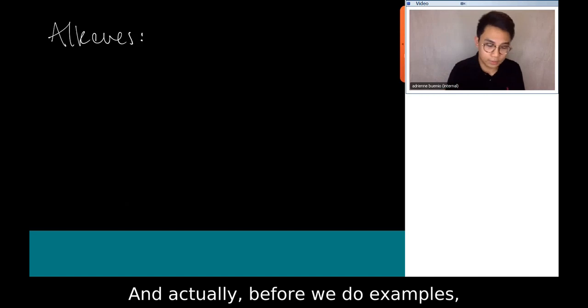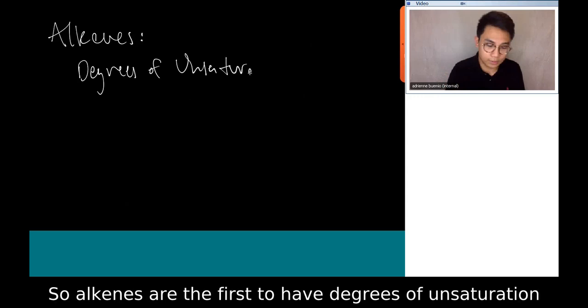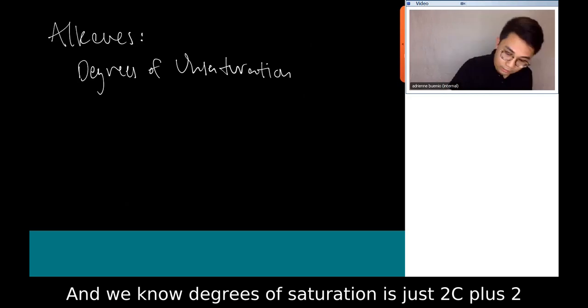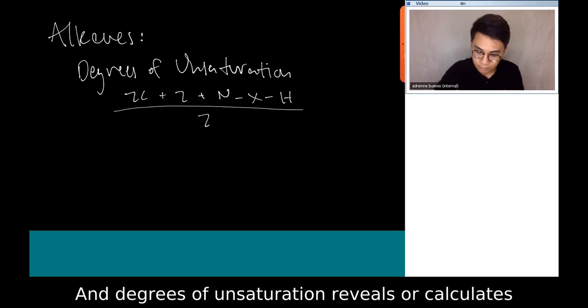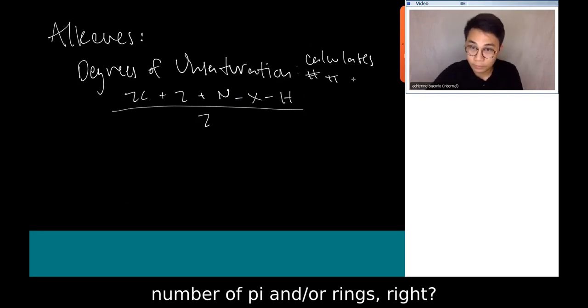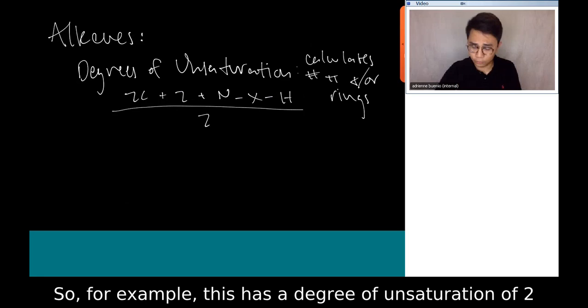And actually, before we do examples, let's review degrees of unsaturation. Alkenes are the first to have degrees of unsaturation because of that pi bond, and we know degrees of unsaturation is just (2C + 2 + N - X - H) divided by 2, right? And degrees of unsaturation reveals or calculates the number of pi bonds and/or rings, right?